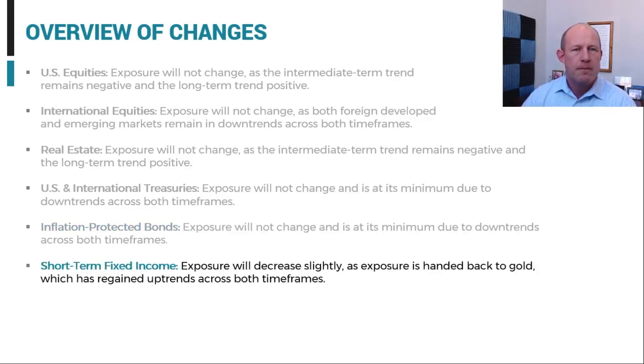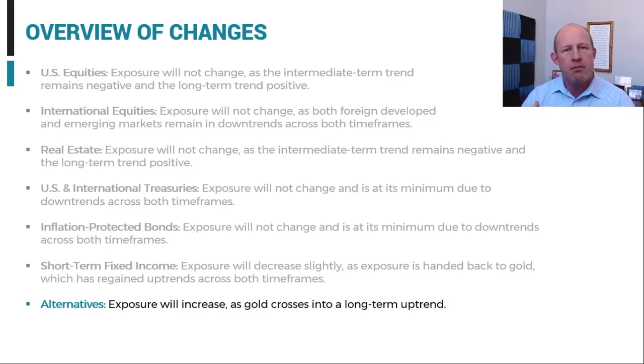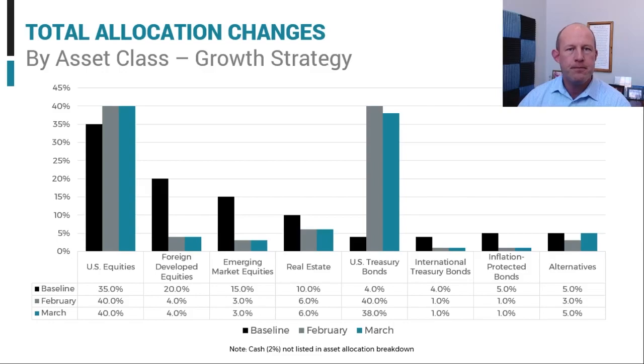We're seeing downtrends. Short-term fixed income will decrease slightly, and that's simply a result of the emergence of a rising long-term trend in gold. Gold received, or the proceeds from the past sale of gold went to short-term fixed income, and now because of our handoff process, we'll just simply hand that back to gold now that it's in a long-term uptrend. How that looks on a graph, you'll see here not many changes, except we're taking from ultra short-term U.S. Treasuries, and simply handing that to our alternatives portfolio, which is comprised of gold at the moment.